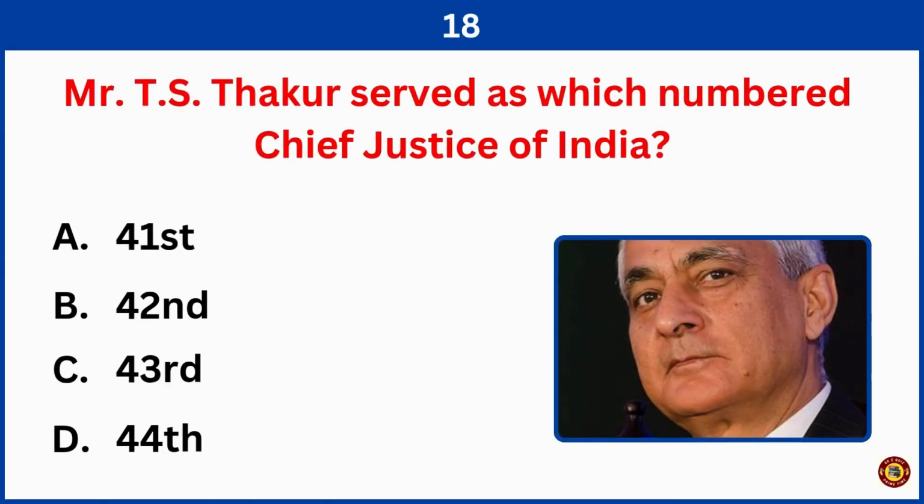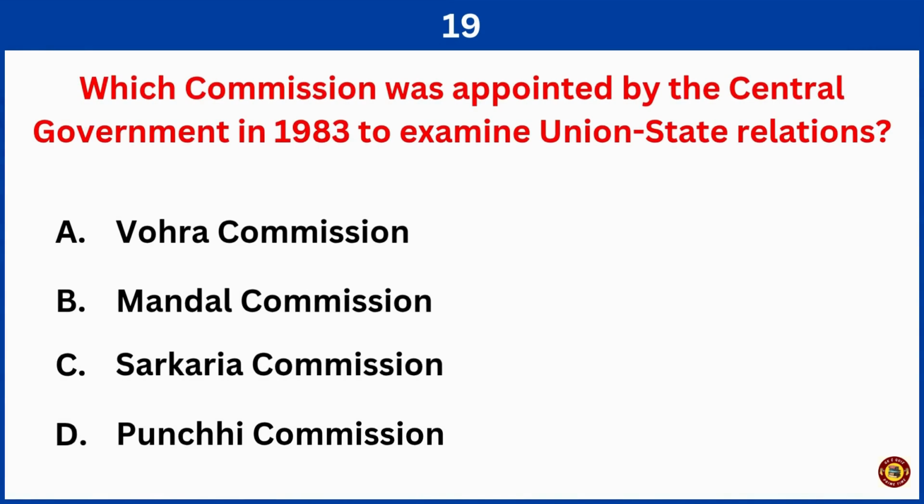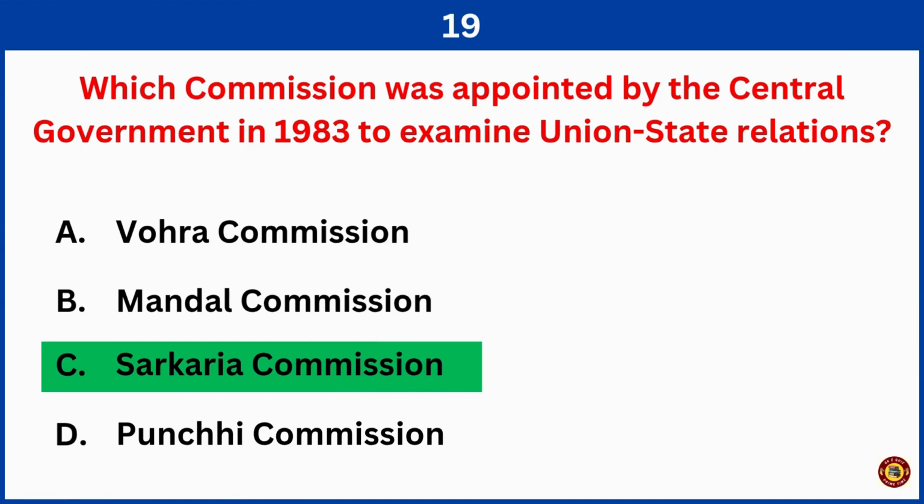Mr. T.S. Thakur served as which numbered Chief Justice of India? Right answer is option C, 43rd Chief Justice of India. Which commission was appointed by the central government in 1983 to examine union state relations? Right answer is option C, Sarkaria Commission.